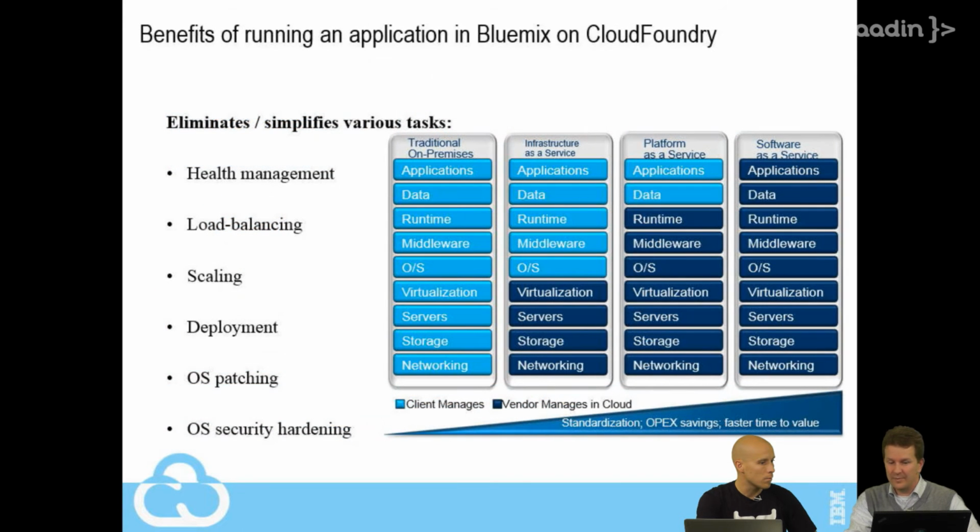Okay, so some of the benefits, just to summarize where we are in this Bluemix and Cloud Foundry together. Bluemix is more on the right-hand side of this picture. Platform as a service, software as a service. You get these benefits of standardization, operational expense savings, faster time to value. You see that a lot of the things are managed by the vendor. You bring your own data, your own code. Some of the things that are simplified are health management, load balancing, scaling, deployment, operation, system patching, security.